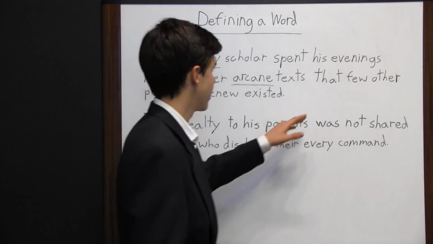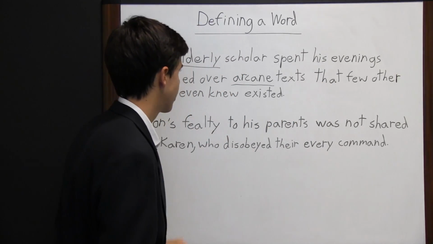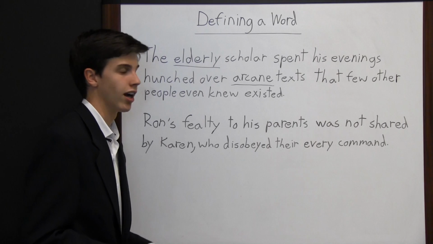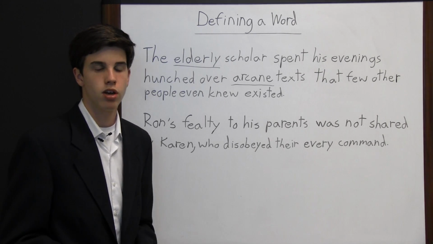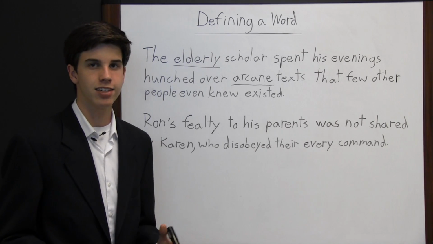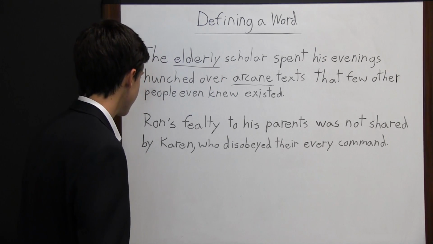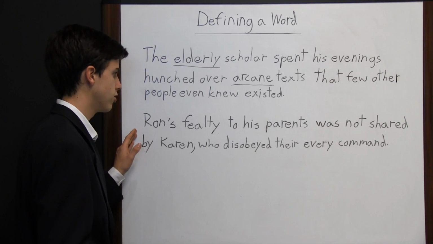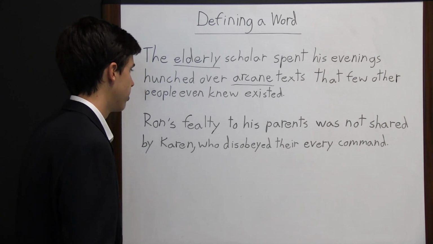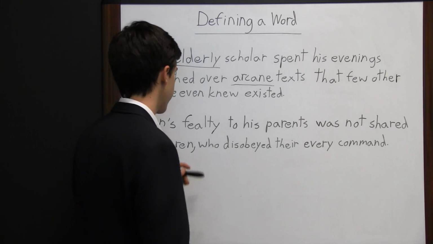And then we also see that it says that few other people even knew existed. So that means it's something rare or something that only a few people would know about. So here we have easily and quickly determined the definition of arcane. This next sentence says, Ron's fealty to his parents was not shared by Karen, who disobeyed their every command.